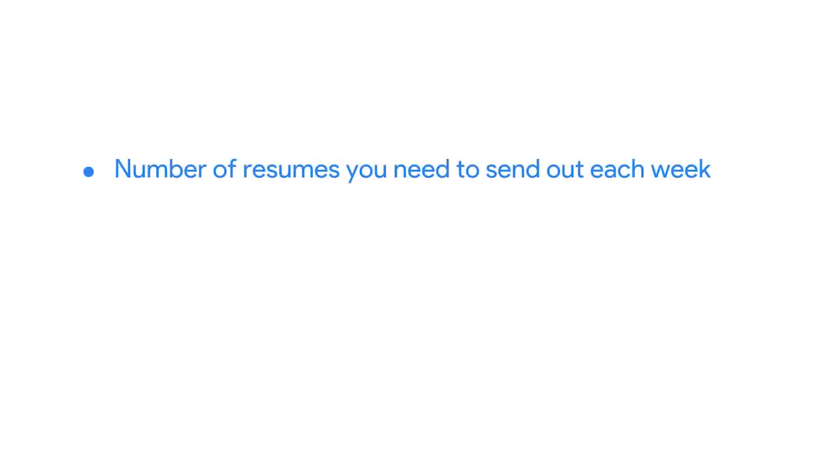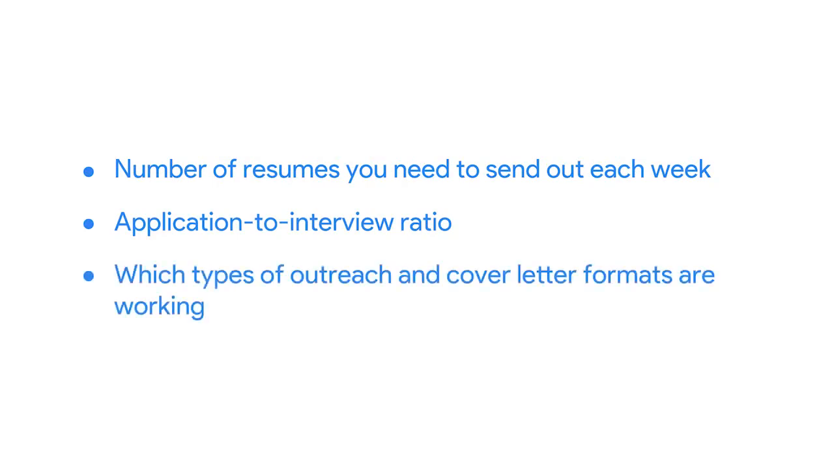A job search plan is a resource that you create to help you take control of your job search. It enables you to track important data in each stage as you monitor your applications, interviews, and feedback. At each stage, you'll gather information to make decisions, like the number of resumes you need to send out each week, your application to interview ratio, and which types of outreach and cover letter formats are working for you. You can learn more about how to create a plan like this in the course readings.